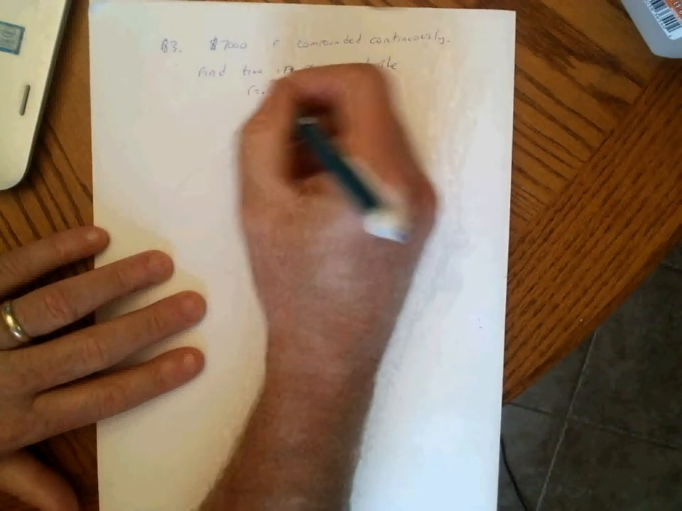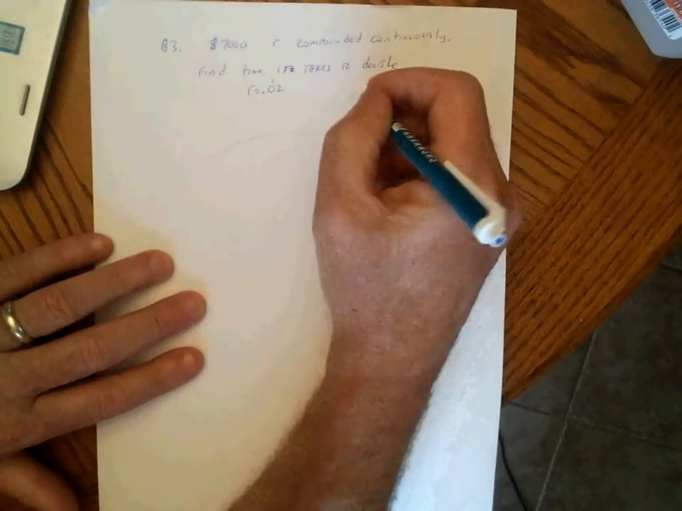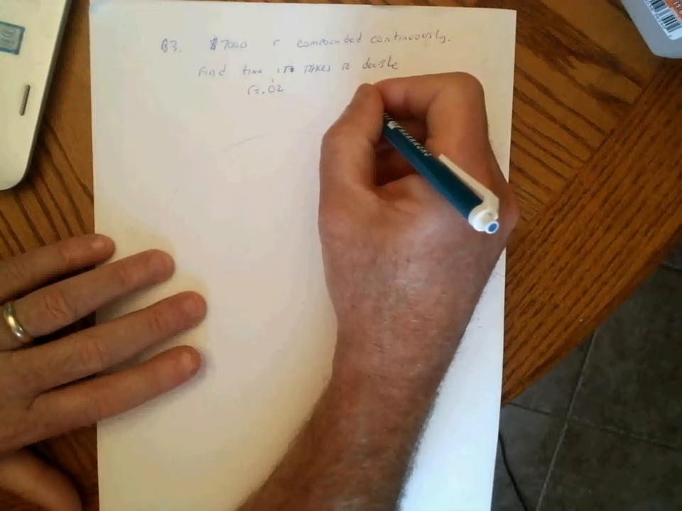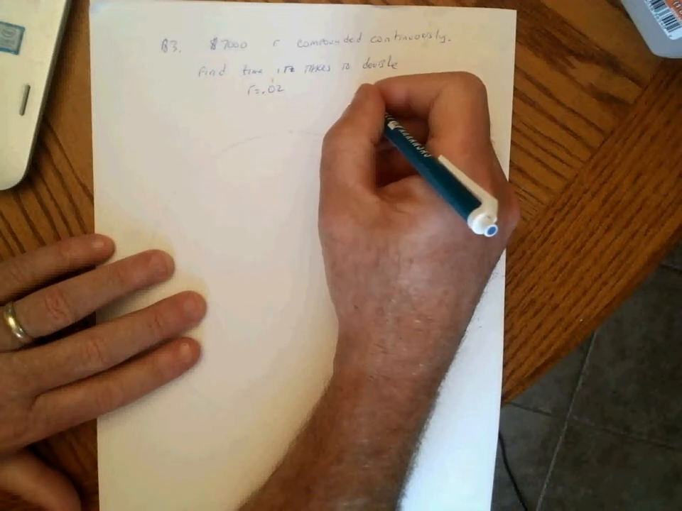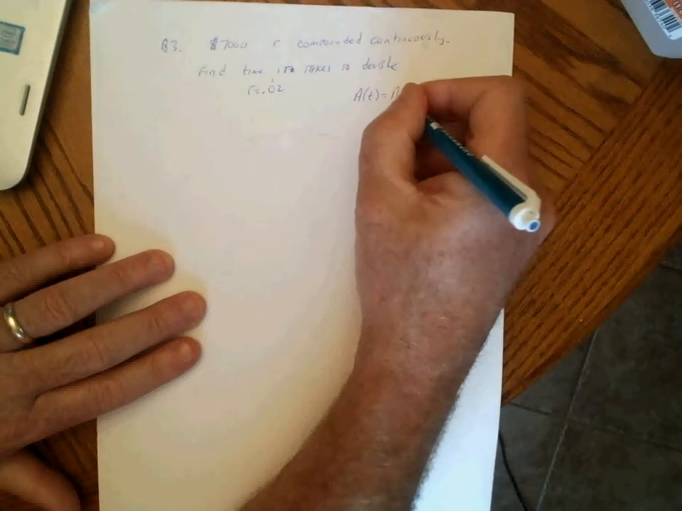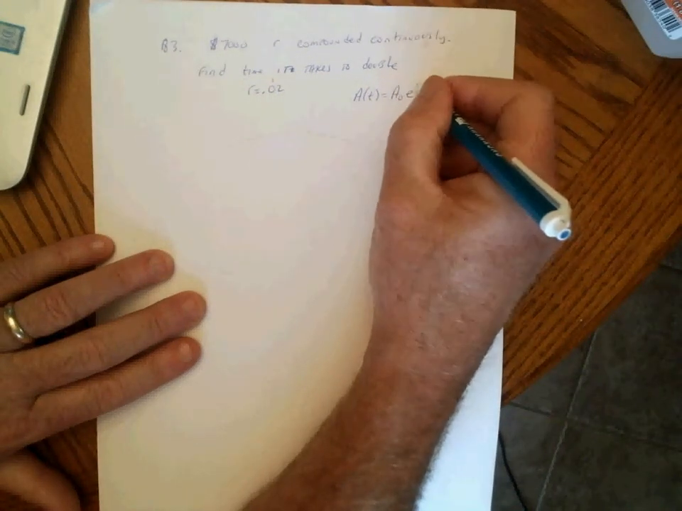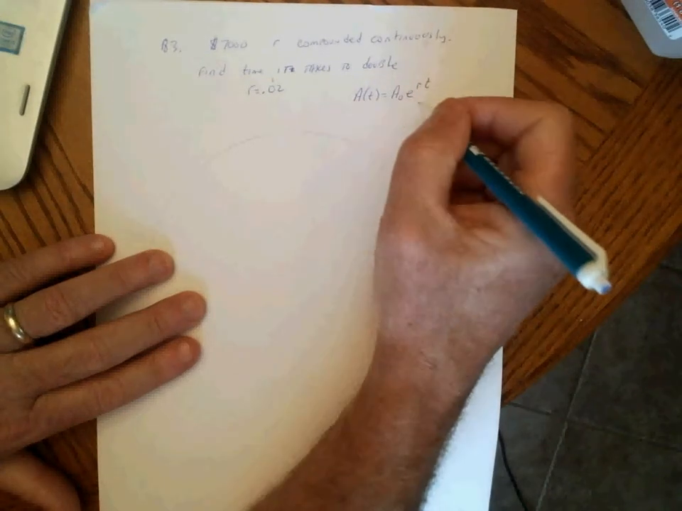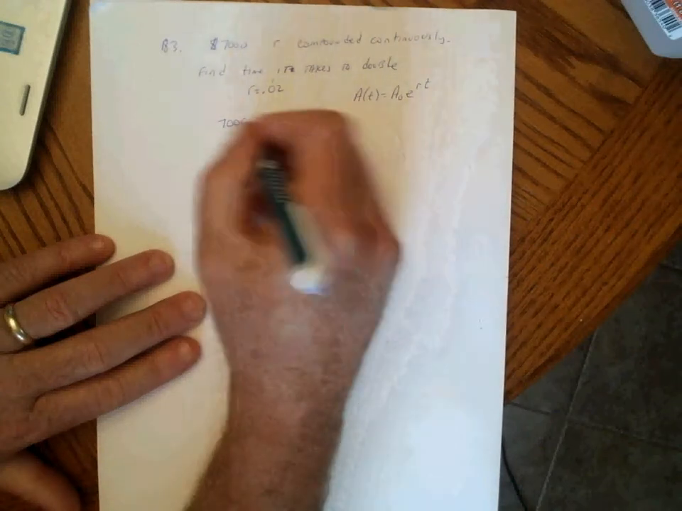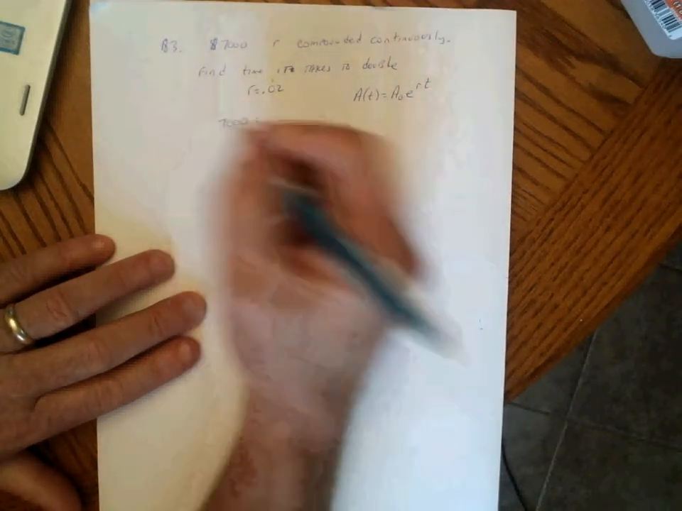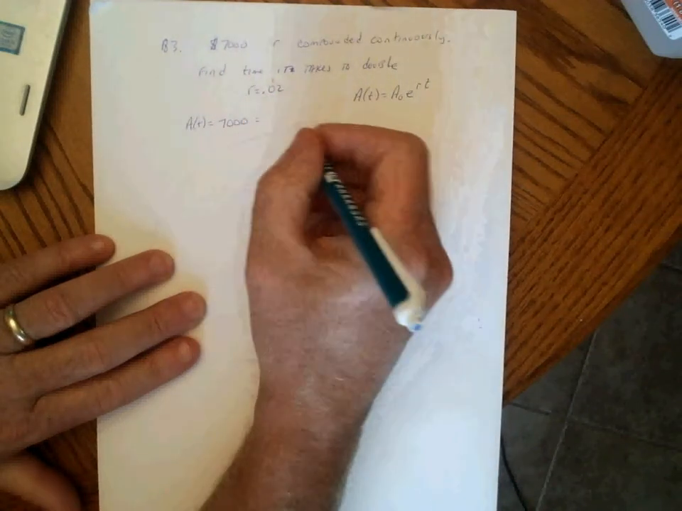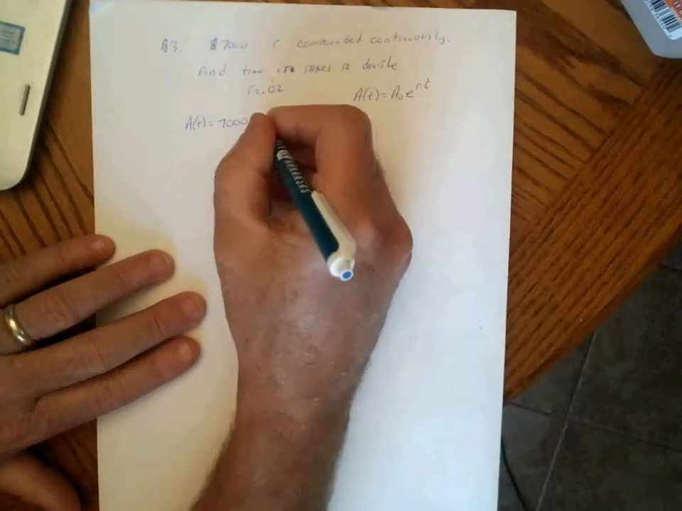So 2% interest rate. Recall, I think we did talk about this before we left last month, but the formula for continuously compounded interest is A of t equals the original amount we invested times e raised to the rt, where r is written as a decimal. So here, we're going to take $7,000. A of t for this function is going to be $7,000 times e raised to the 0.02t.